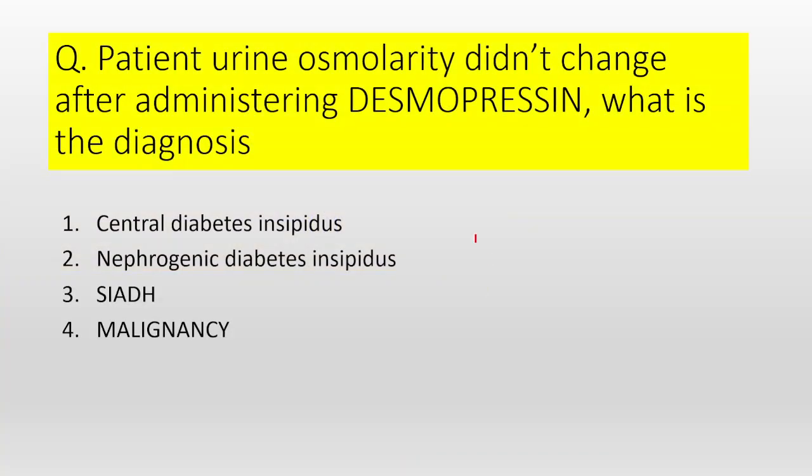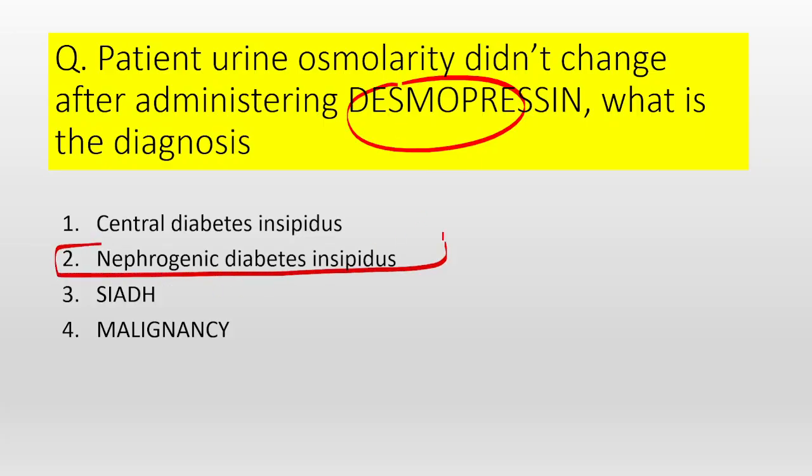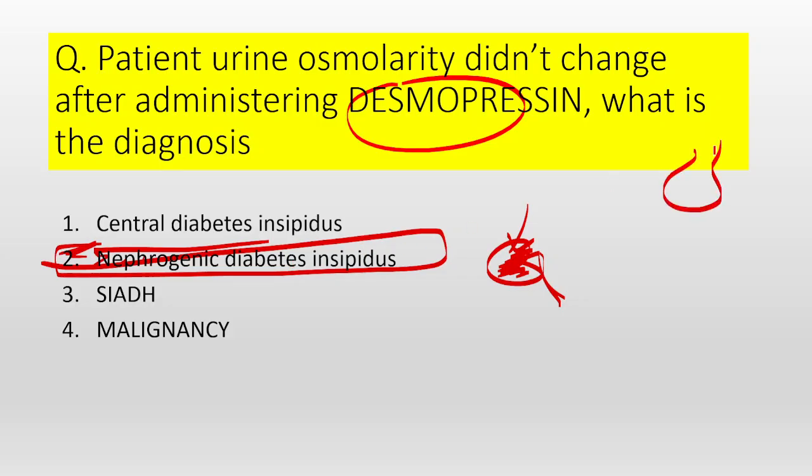Urine osmolality didn't change after administering desmopressin. What is the diagnosis? Just nephrogenic diabetes insipidus. Because in nephrogenic diabetes insipidus, the desmopressin is not acting, or vasopressin is not acting. That is why there is no response after giving desmopressin. Whereas in central diabetes insipidus, where the pituitary is not producing vasopressin, you give desmopressin, there will be a change. Simple question, many students did it wrong. The answer is nephrogenic diabetes insipidus.